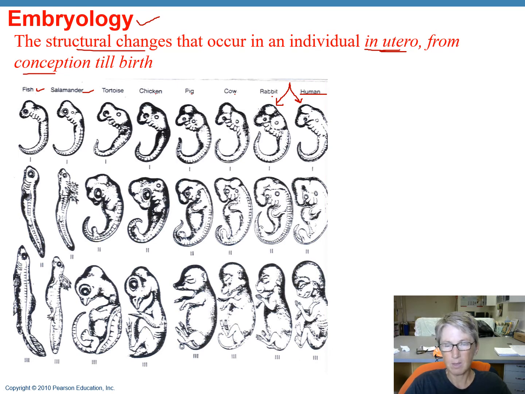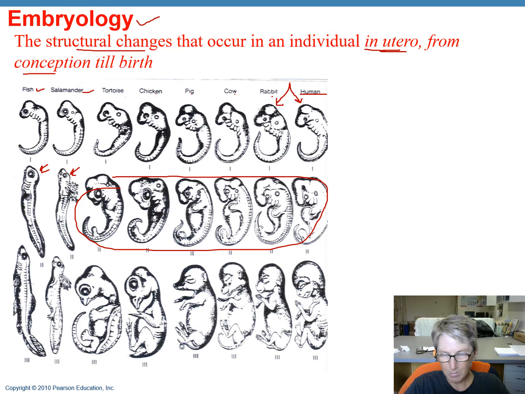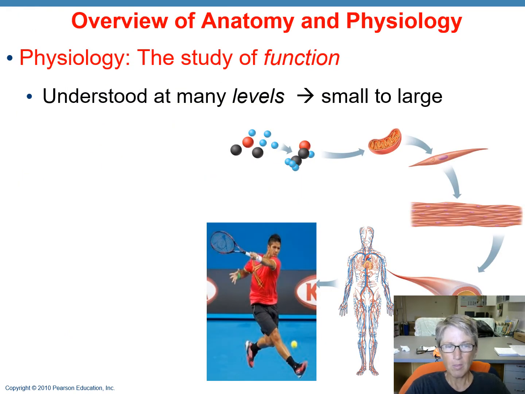And then as you progress during embryogenesis, you change still. You might not think the fish was going to be a human, but with any of these, you wouldn't know which one was human. When you get to this stage, you could probably tell this one was the human fetus. Okay, physiology is the study of function.